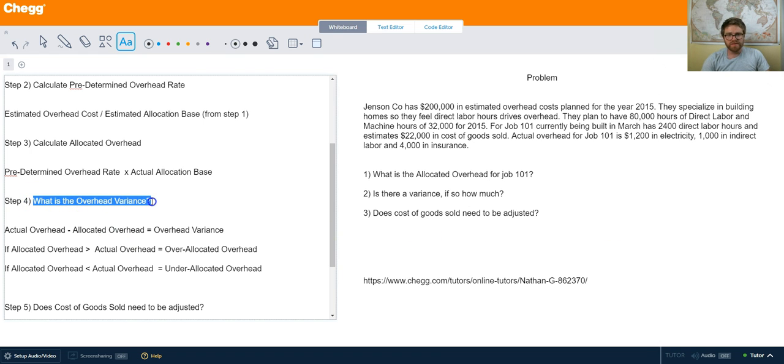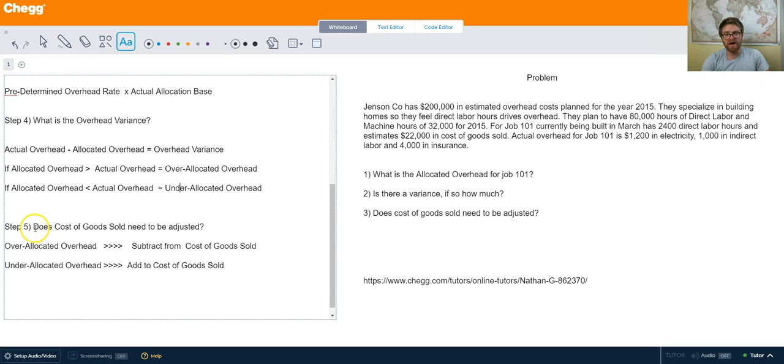Then, on step 4 here, what is the overhead variance? Well, the variance is just the difference between 2 things. In this example, you're trying to get the difference between actual overhead and allocated. That's your overhead variance. So if your allocated overhead is greater than your actual overhead, it's considered overallocated, right? Because you overallocated it. Allocated was more than actual. And the opposite is true as well. If allocated overhead is less than actual, it's underallocated. You underallocated it. Very important to know these differences here. So that's step 4, getting your overhead variance.